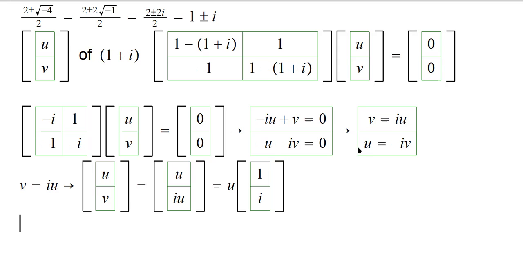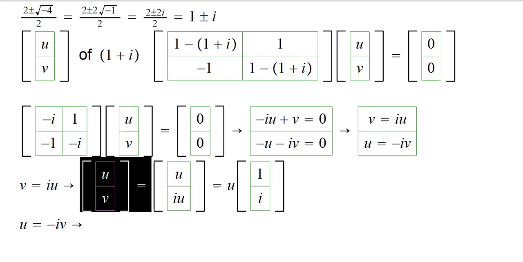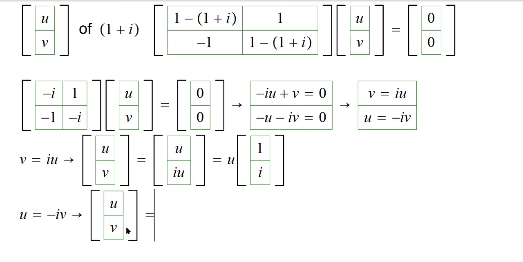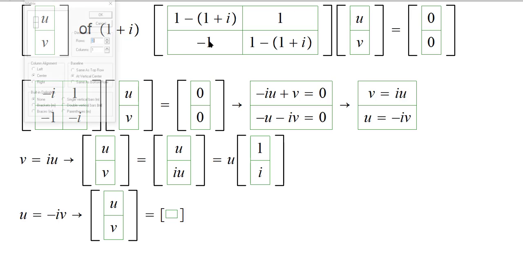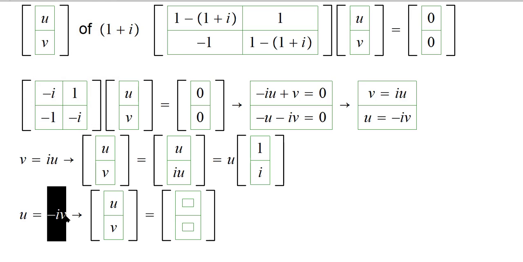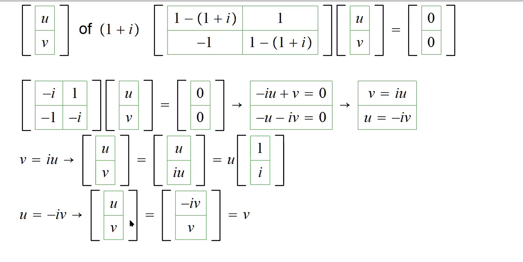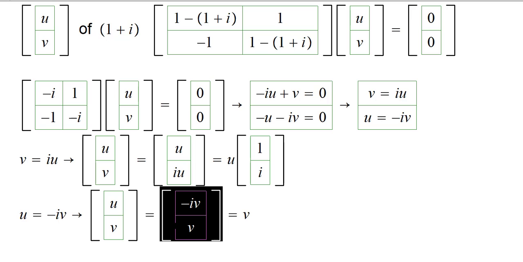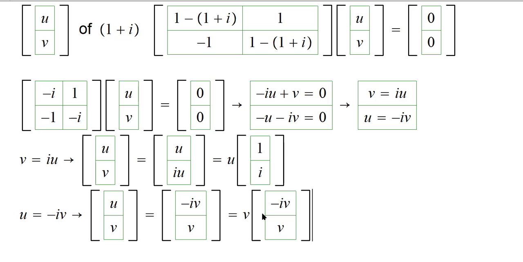Now say we go according to this one. Say u equals iv. What will this tell us? This tells us that now we can write u in terms of v. So we got this here, we got a v on the bottom. So this is v times what? Negative i, 1.